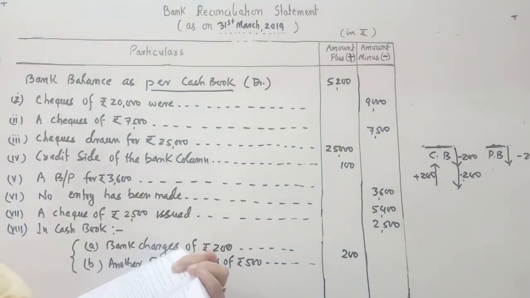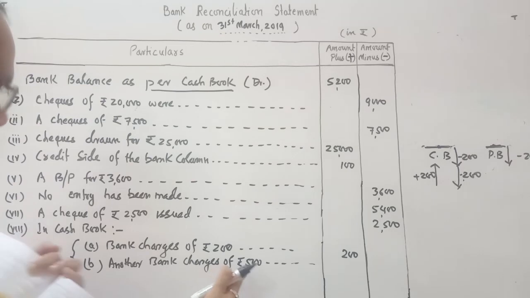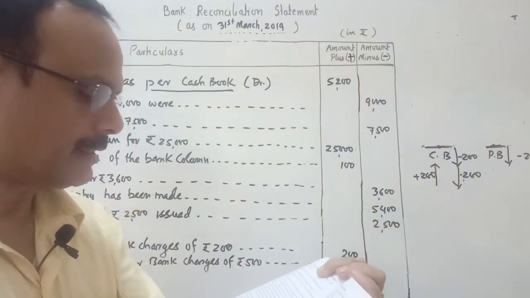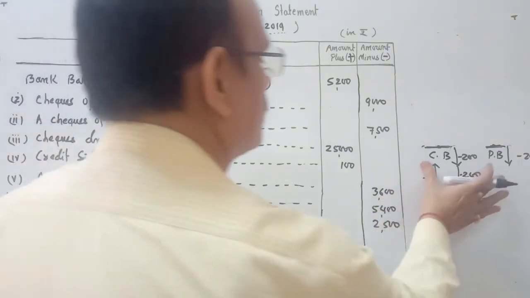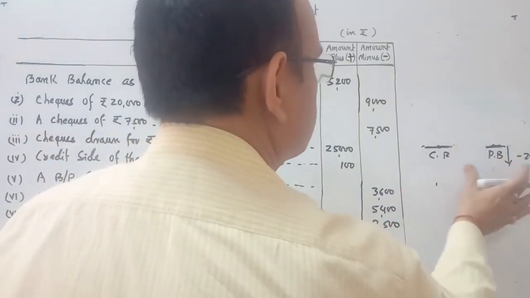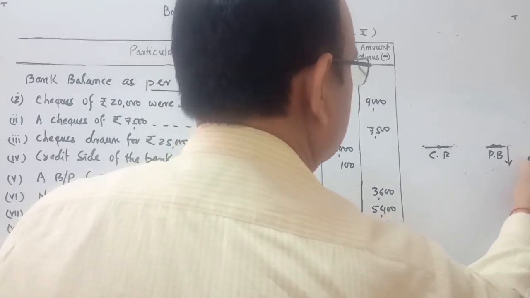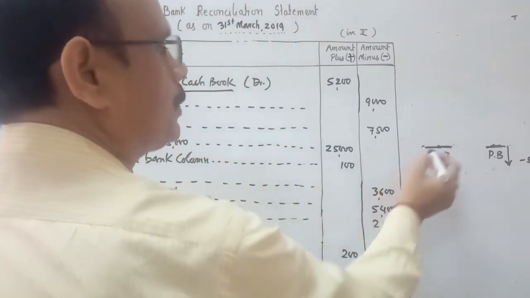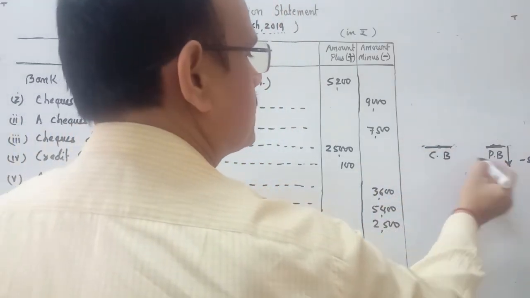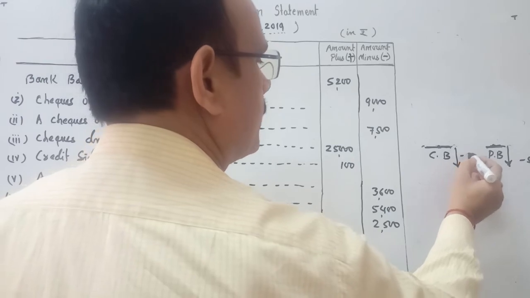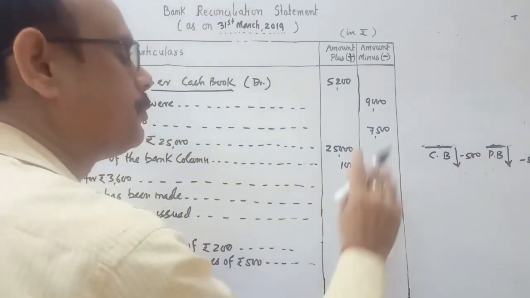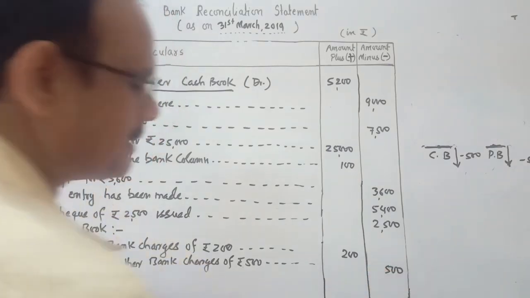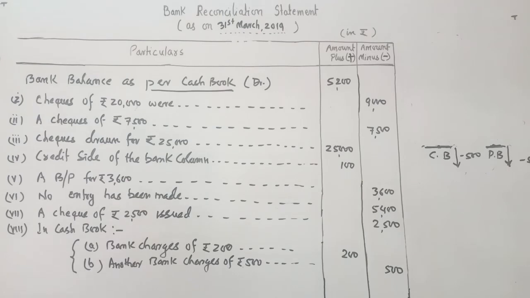Next is another bank charges, 500, which was not recorded at all. It means that the bank charges are recorded in the passbook but not recorded in the cash book. So the cash book balance is here and the passbook balance is here. We will reduce 500 in the cash book so that this will be equal to the passbook. So 500 will be on the minus side.